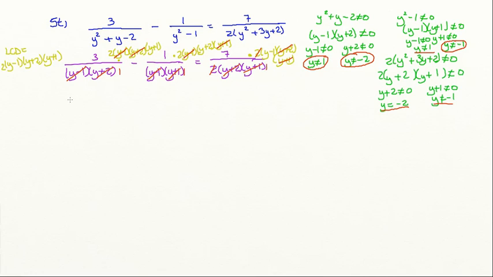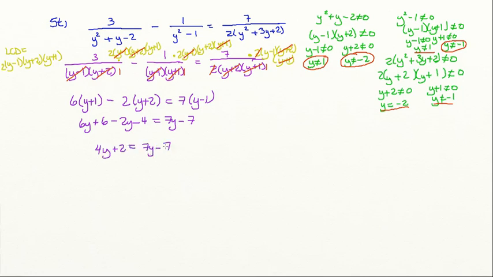3 times 2 is 6. Y plus 1, minus 1 times 2 is 2. And I have a y plus 2. 7 times y minus 1. Let's multiply these out. Put our like terms together. Subtract 4y from both sides. Add 7 to both sides. Divide both sides by 3.